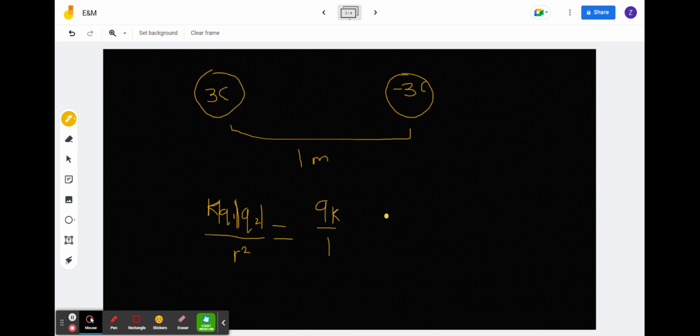So now the question is, what's the direction? Since these are opposite charges, they're going to want to attract to each other. So the 3C wants to go towards negative 3C, and the negative 3C wants to go towards the positive charge. Each of these has a magnitude of 9k, where again k is Coulomb's constant. So actually it'd be something like 81 times 10 to the 9th.